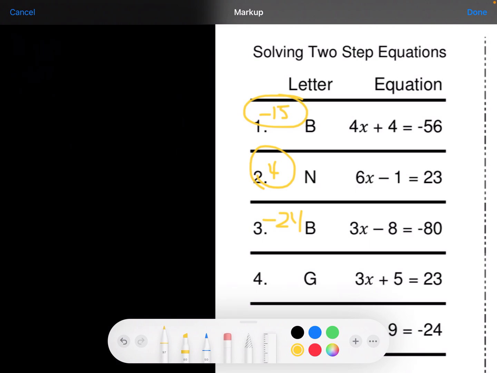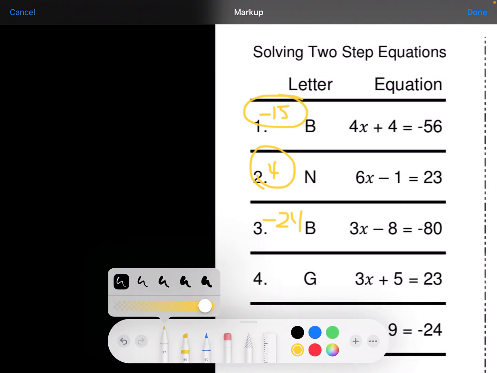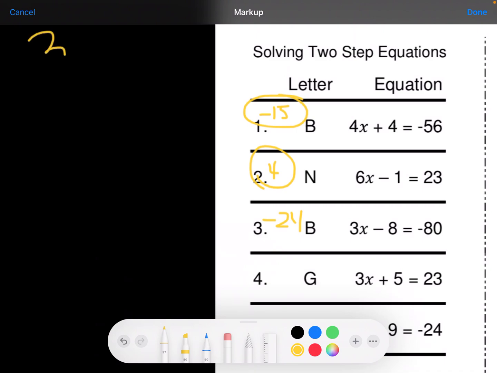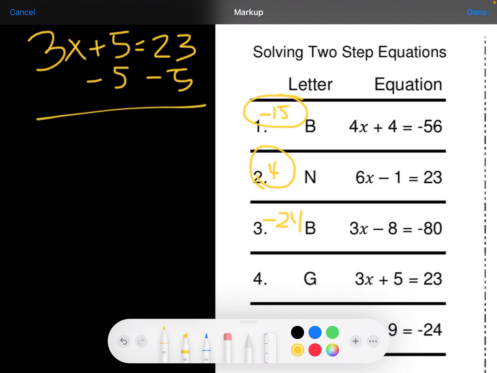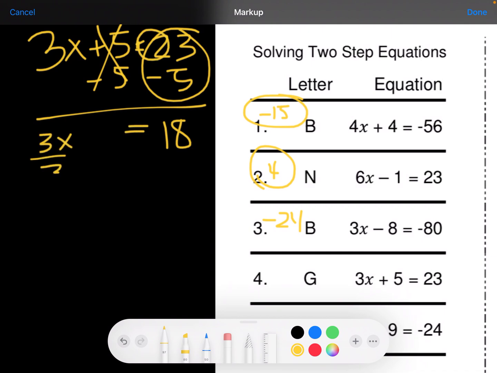All right, 3x plus 5 equals 23. So I'm going to subtract 5 on each side. So I end up with, my signs are different. So I'm going to subtract. Take the sign of the larger absolute value. Divide by 3.